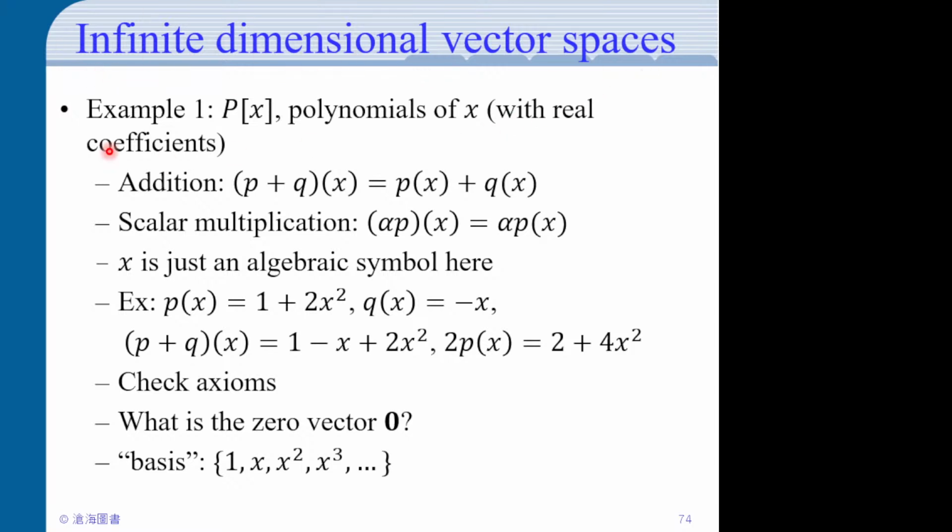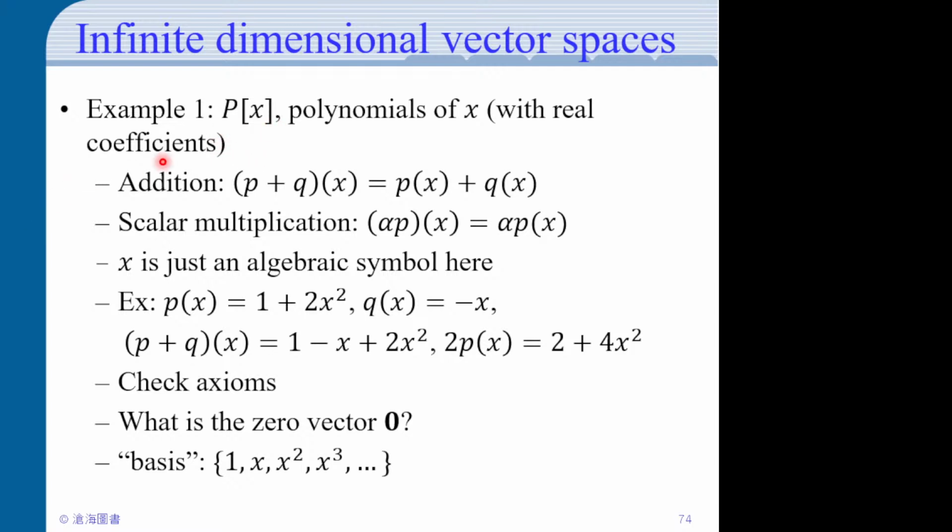Okay. The first example is the vector space of polynomials. You usually write P of x, a polynomial in x, and usually you need to specify a scalar here, but you can put different scalars as the coefficients of your polynomials. Since we mostly deal with real numbers here, we just assume our polynomials have real coefficients.